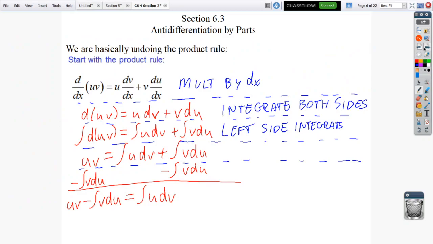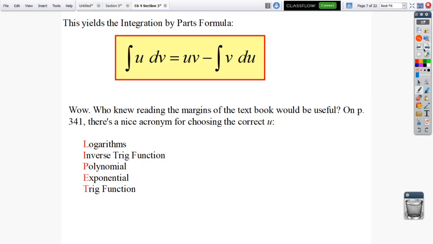Yeah, there's work written out step by step for us. And there is the formula. You need this formula. You need to memorize this formula.